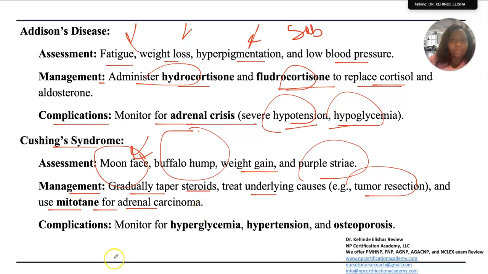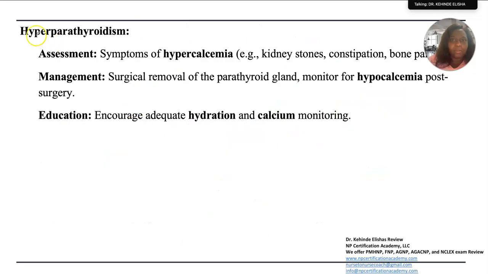Now, what are the complications of Cushing's syndrome? Monitor for hyperglycemia, hypertension, and osteoporosis. Now, hyperparathyroidism, what are the symptoms to watch for? You want to watch for hypercalcemia, for example, kidney stones, constipation, bone pain. These are things we see with what? Hyperparathyroidism.